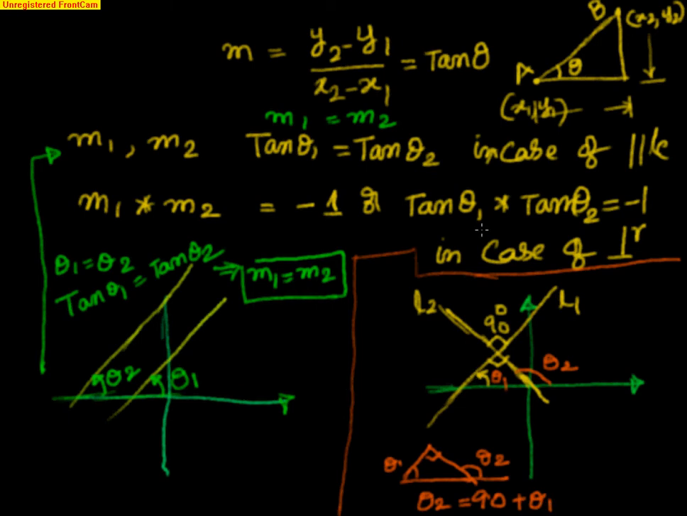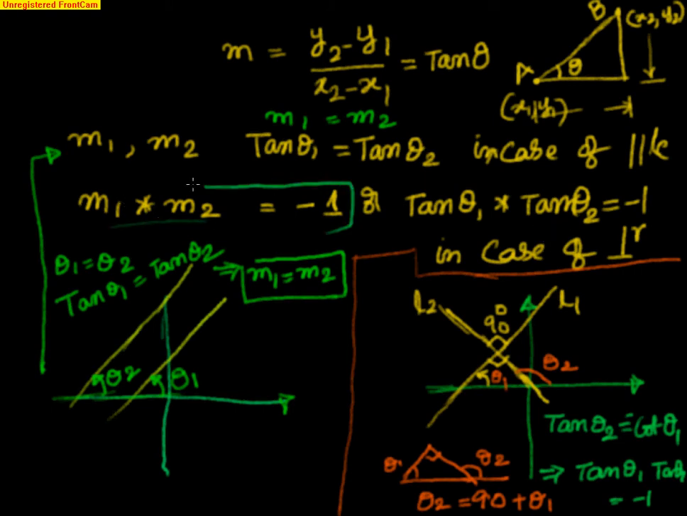So, if I apply tangent on theta 2 and theta 1, I will get tan theta 2 equal to tan of 90 plus theta 1, which is nothing but equal to minus of cot theta 1, which gives me the relationship that tan theta 1 into tan theta 2 equals minus 1. That's nothing but m1 m2 equals minus 1.